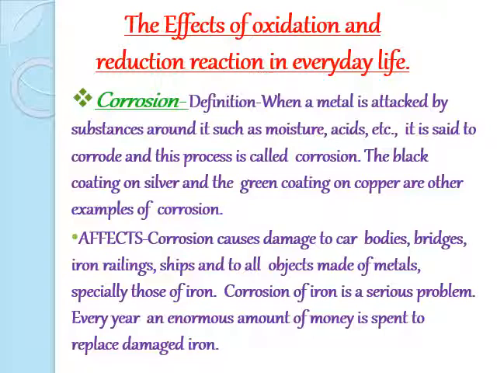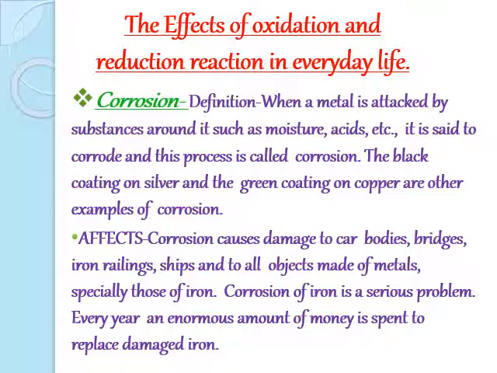The first example is corrosion. This is a well-acquainted term with you all. When a metal is attacked by the surroundings, that is moisture, acid, etc., the surface gets corroded. This is known as the process or phenomenon of corrosion. The black coating of silver and green coating of copper are other examples of corrosion.